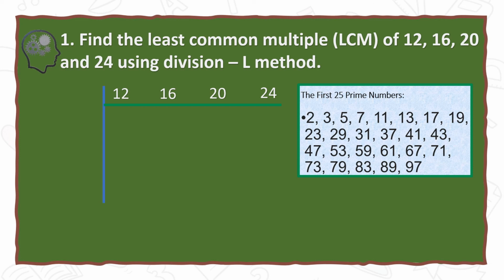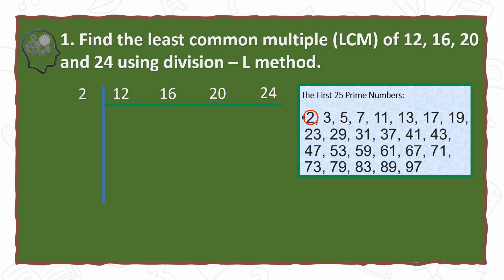Let's start. Choose a prime number from the box which is divisible into 12, 16, 20, and 24. What is it? Yes, correct. 2. All of them are divisible by 2. How about if not all of them are divisible by 2? Let's find out later what will happen. But this time, I can assure you that 12, 16, 20, and 24, all of them are divisible by 2.